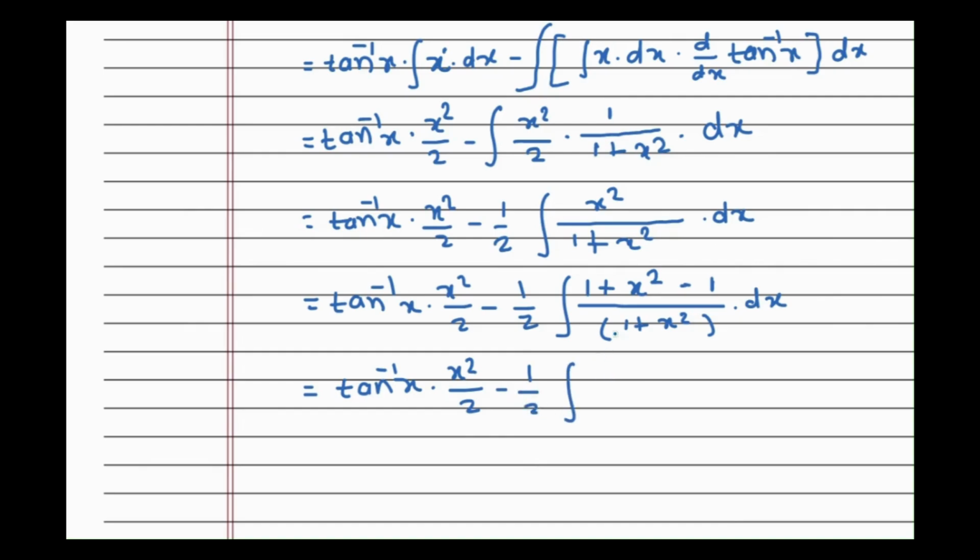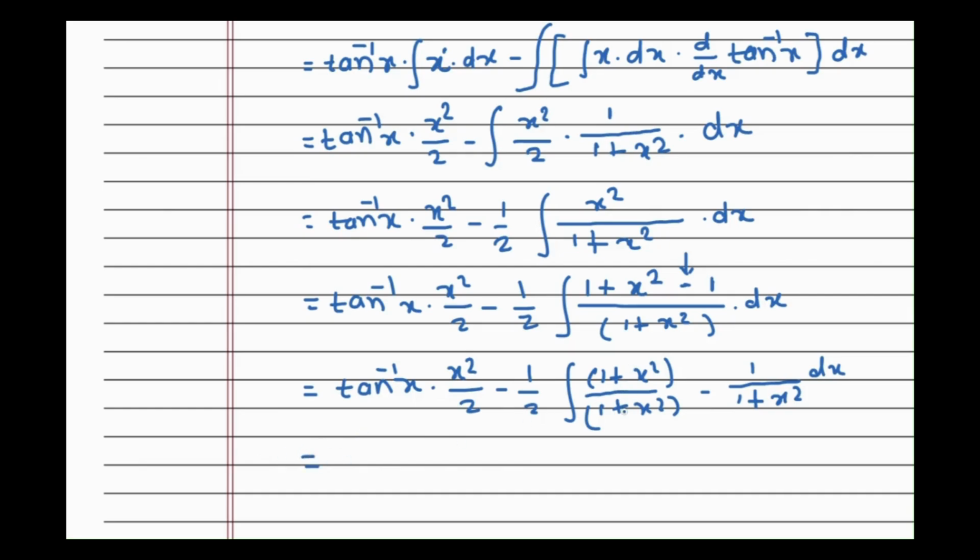Let us split it into two terms. The first term will be 1 plus x square divided by 1 plus x square, minus 1 upon 1 plus x square. Now these two terms are easier to integrate. That's why we have split it here. At this point we have split it into two terms.